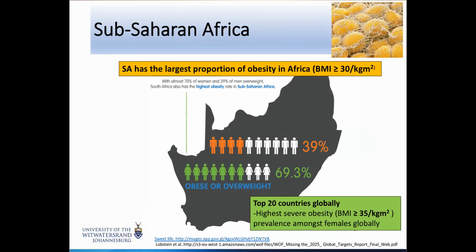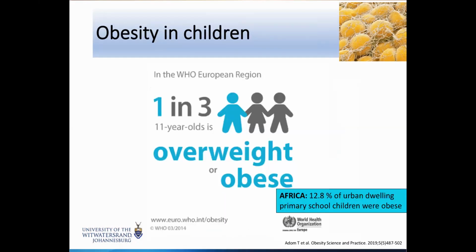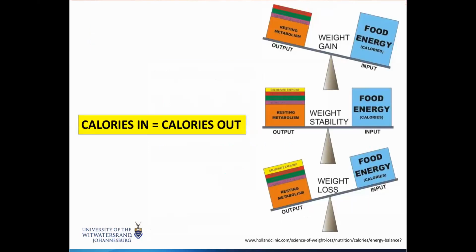So if these stats aren't alarming enough for you, obesity isn't limited to adults. In Europe, 1 in 3 11-year-old kids and children are overweight and obese. A study done in Africa showed that 12.8% of urban dwelling primary school children were obese. So these numbers just highlight to us that we need to start acting soon.